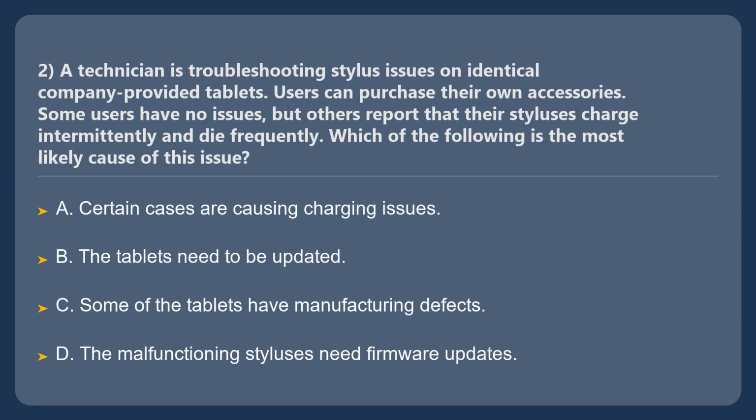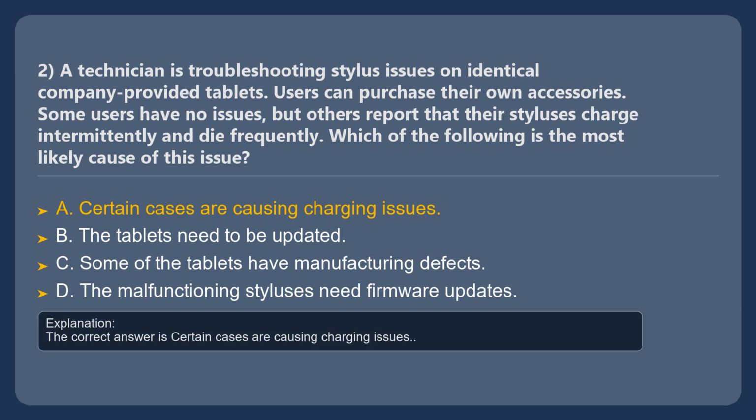Question 2. A technician is troubleshooting stylus issues on identical company-provided tablets. Users can purchase their own accessories. Some users have no issues, but others report that their styluses charge intermittently and die frequently. Which of the following is the most likely cause of this issue? Option A. Certain cases are causing charging issues. Option B. The tablets need to be updated. Option C. Some of the tablets have manufacturing defects. Option D. The malfunctioning styluses need firmware updates. The correct answer is option A. Certain cases are causing charging issues.